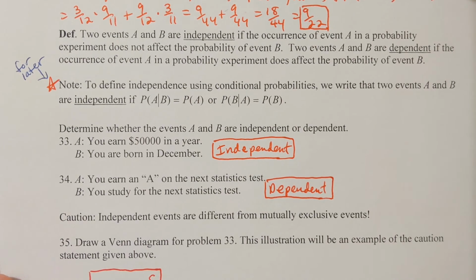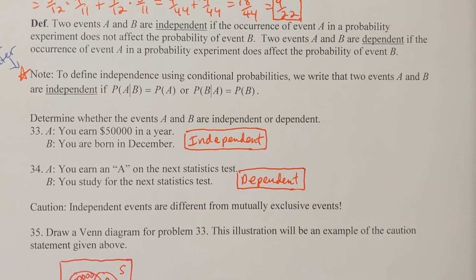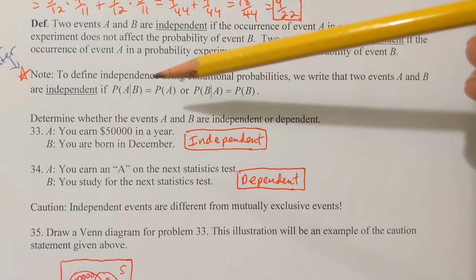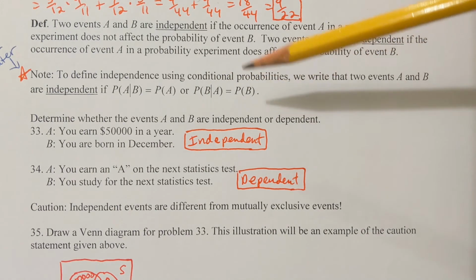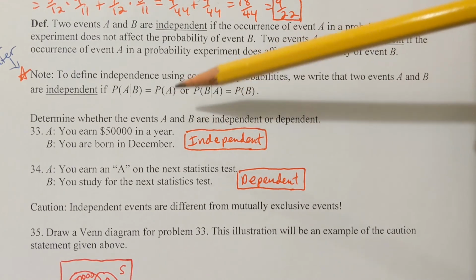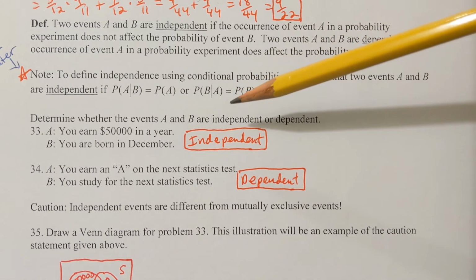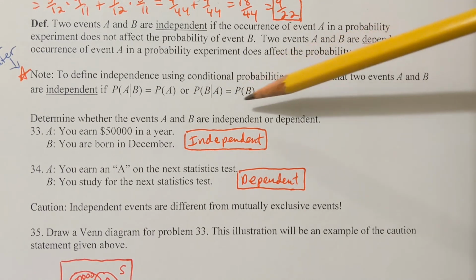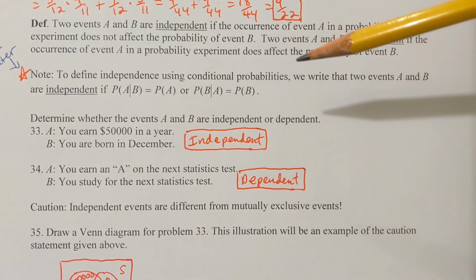As a note, and this will be for later, to define independence using conditional probabilities, you write that events A and B are independent if the probability of A given B is equal to the probability of A, or the probability of B given A is equal to the probability of B. So just because you're given event B, that has no effect. You can find the probability of A and still get the same result. Or just because you're given event A, if you find the probability of just B, you end up getting the result of B given A.